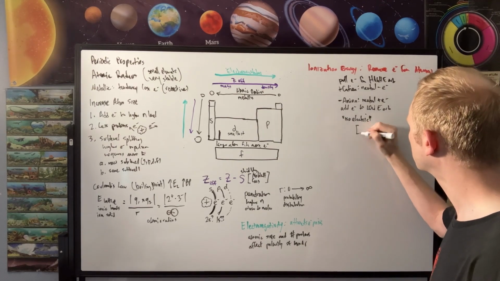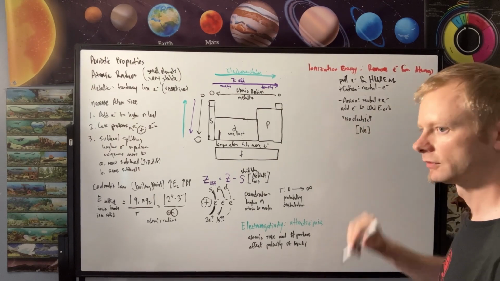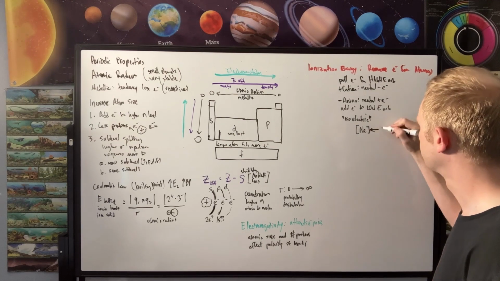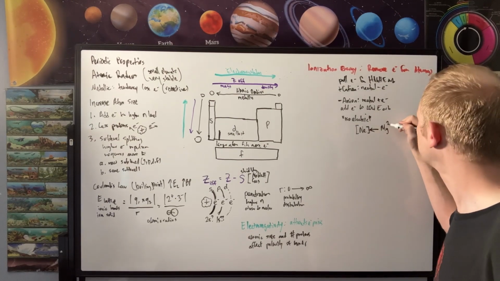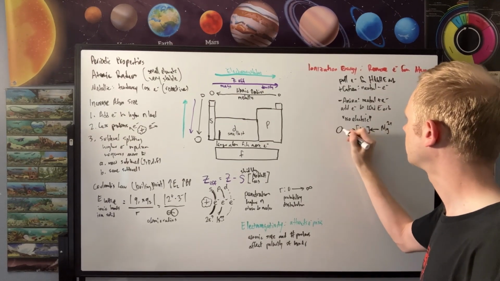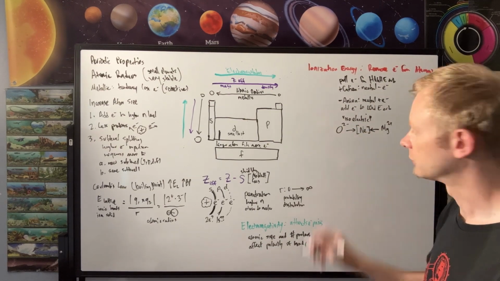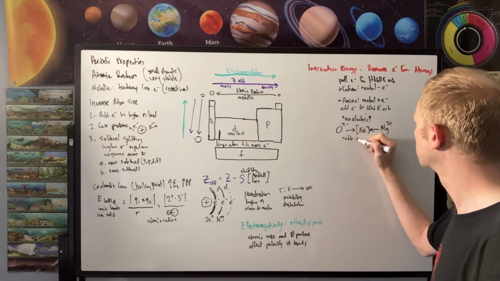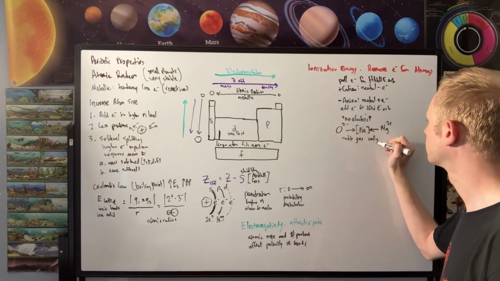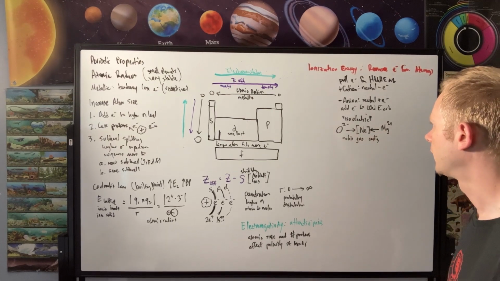It's the noble gas structure. So let's say you'd have magnesium 2+, and also the oxygen 2-. Both of them are trying to achieve the neon gas structure. This is the noble gas configuration that has the least amount of energy.